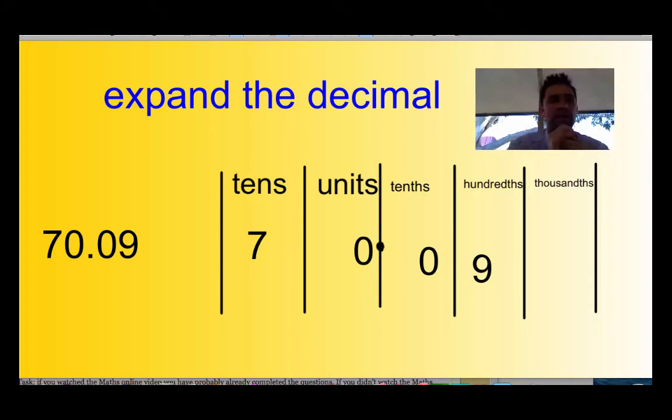I do want you to do the worksheet now, expand the decimal, stick it in your book, and come and show me when you are done. And of course, you'll need to mark it as well. All right, thank you very much.